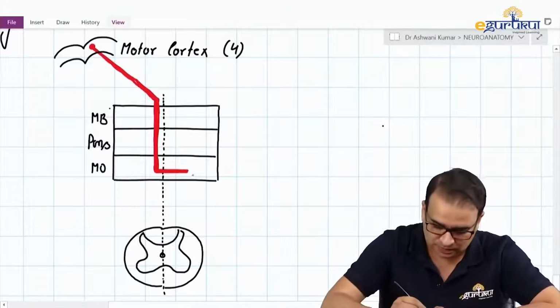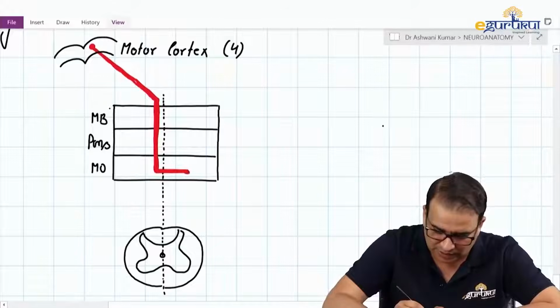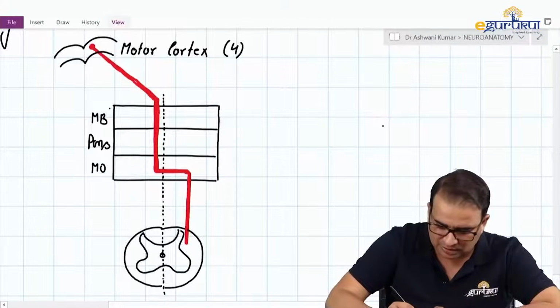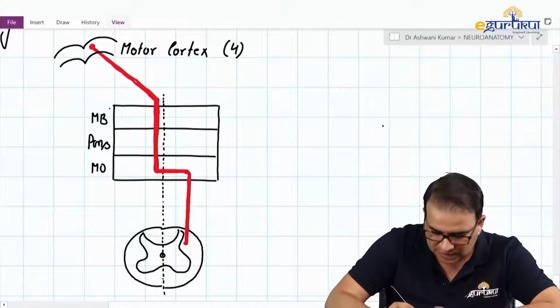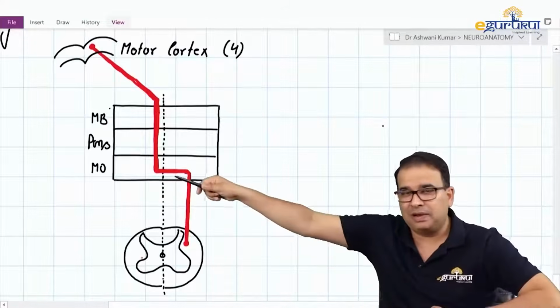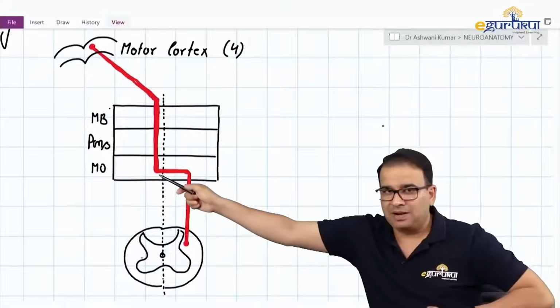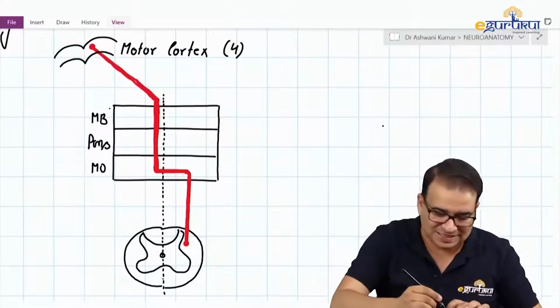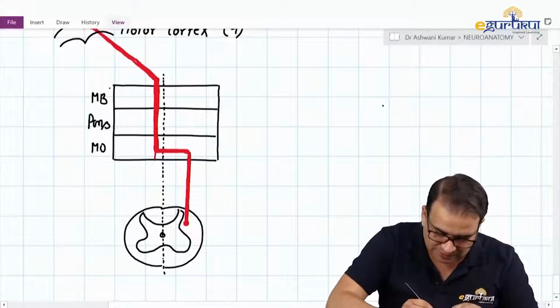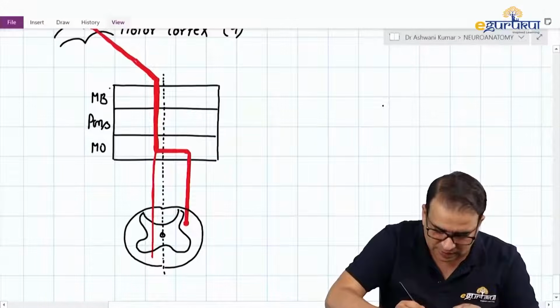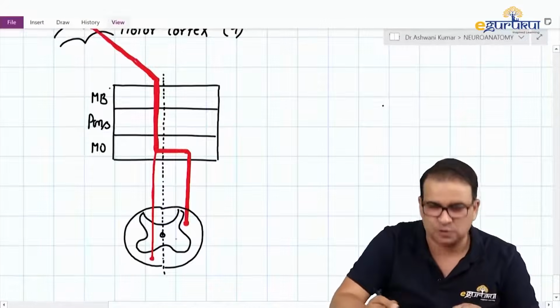Imagine, 85 to 90%. Once they decussate in the medulla oblongata, they again descend downward and reach the lateral part of the spinal cord. Make sure you draw it on the lateral part of the spinal cord. That's why this tract is called the lateral corticospinal tract, because ultimately it is coming to the lateral side of the spinal cord. That is 85 to 90% of fibers. But the remaining 10 to 15% of fibers will keep running on the same side, anteriorly, close to the midline only, and thereby they reach the anterior part of the spinal cord. That's why we call them the anterior corticospinal tract.